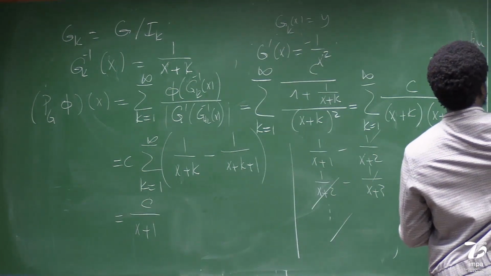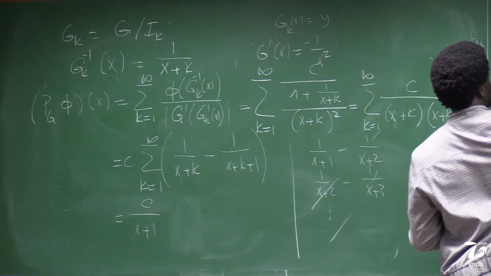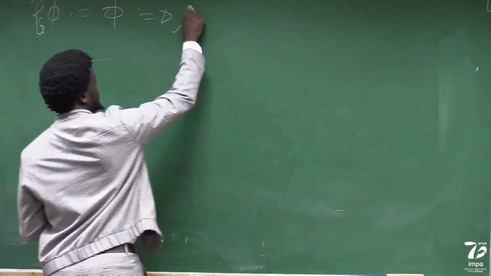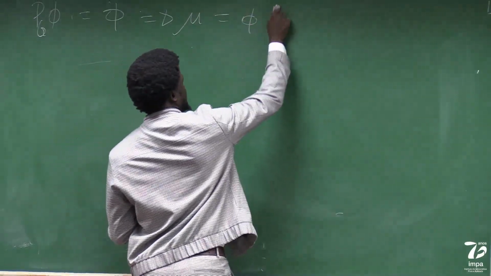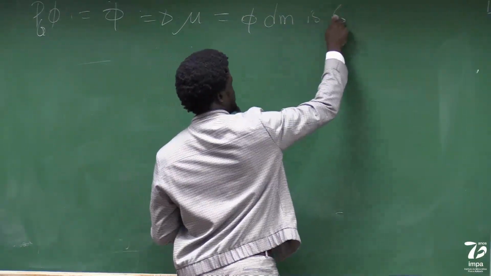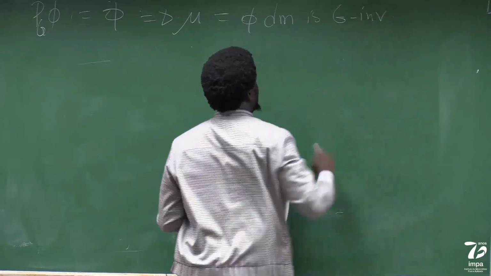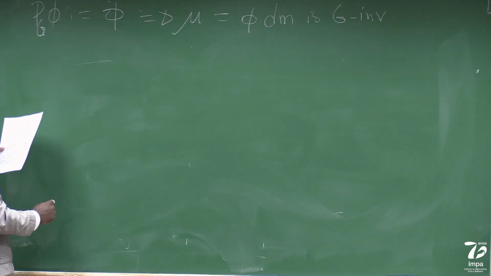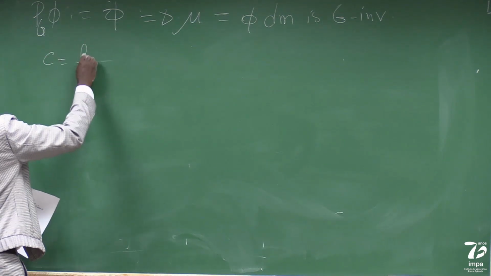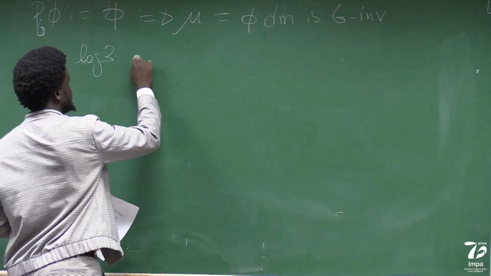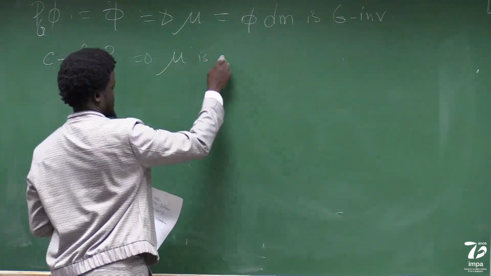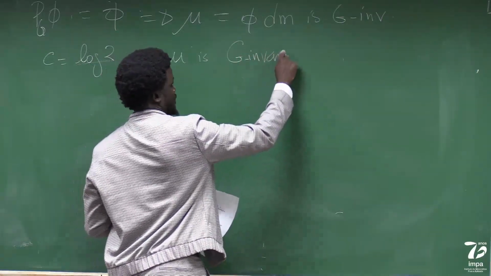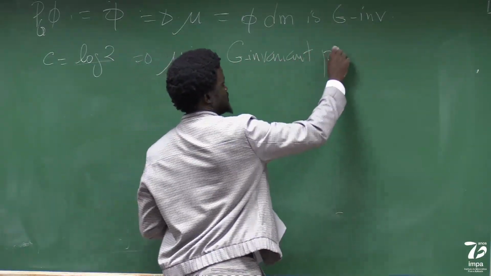So this tells you that Pg phi equals phi. This implies that mu, which is phi dm, is G invariant. And if you put C equals log 2, mu is a probability measure. It's a G invariant probability measure.